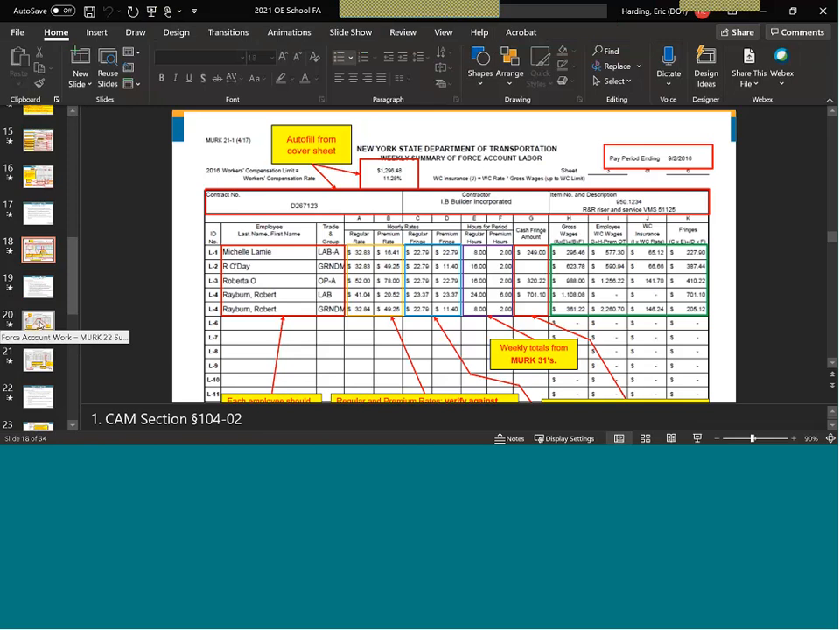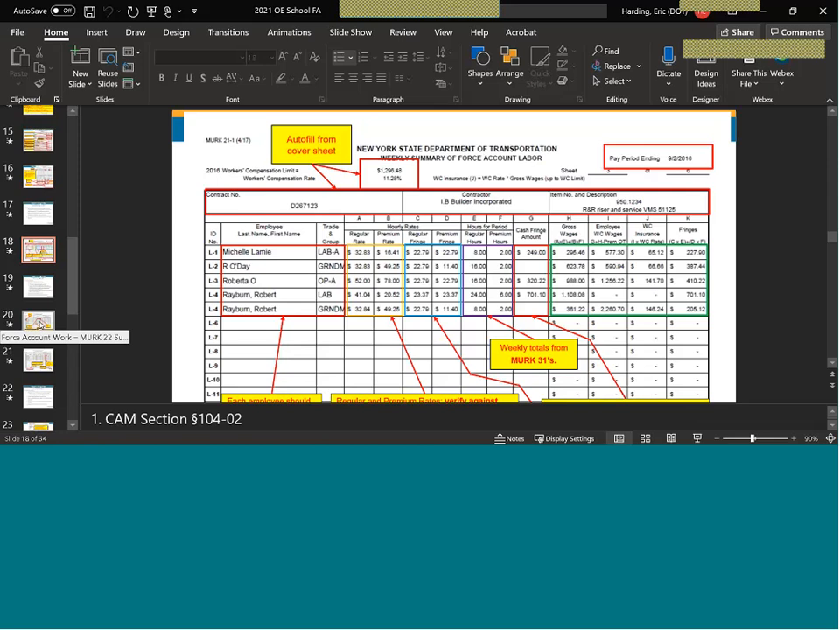So yes, the cash, and Mike, correct me if I'm wrong, the cash fringe rate that you show on this force account summary should equal the exact cash fringes that were paid. And your fringe rate should be your fringe rate, period. And then whatever portion or all of that that's paid in cash should also be reflected in column G. Correct.